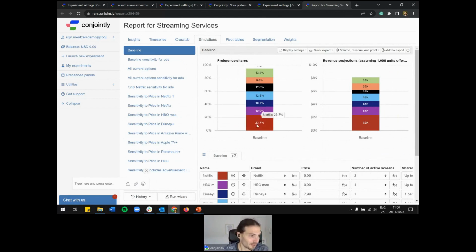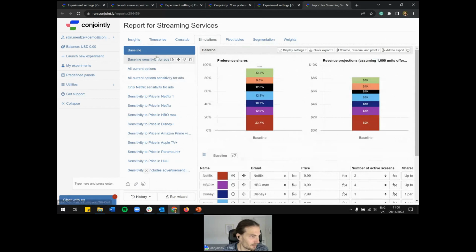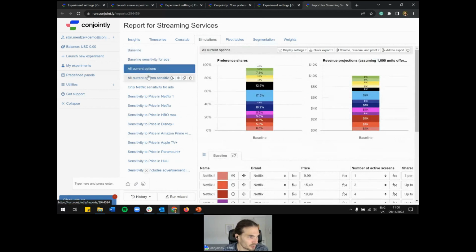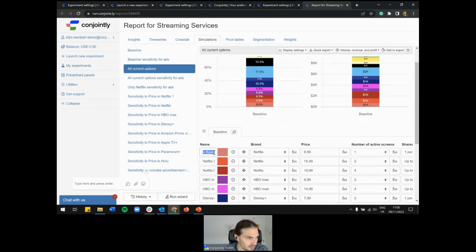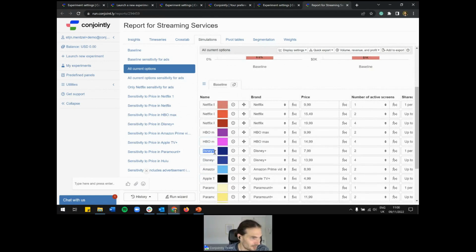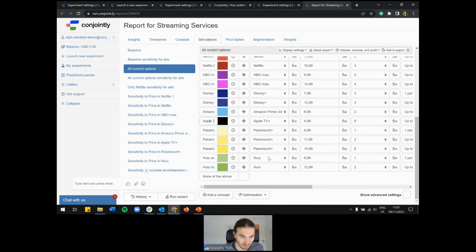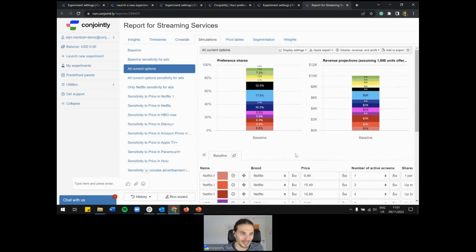But what I did is I first just looked at the baseline. What if we just have one of them? Well, that's not what the market looks like. So let me just make one that's called all current options. And here we can see I have 3 options for Netflix: Netflix Basic, Standard, and Premium. HBO Max with ads and no ads. I didn't even know that in the US they had ads. Disney Plus, and then we have Disney Plus Bundle, Amazon Prime, and so on. So this was an actual reflection of what it was like on the 8th of August.